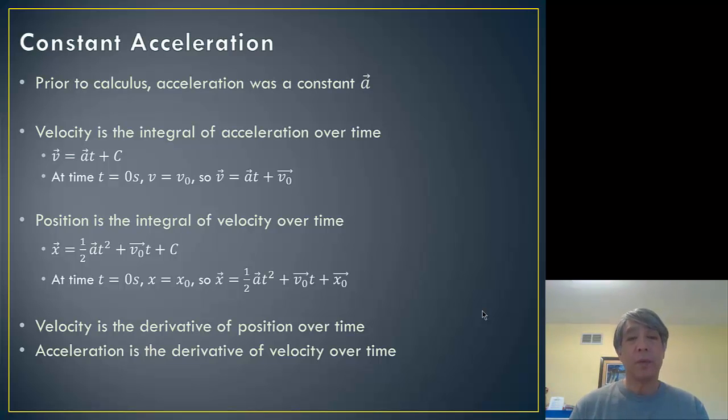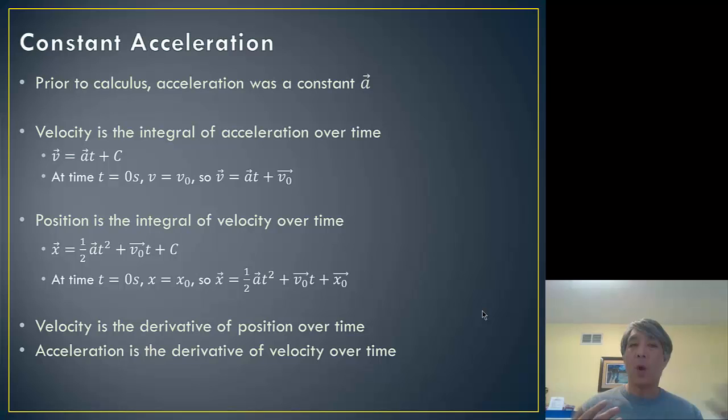Integrating again gives me position, because position is the integral of velocity over time, or the second integral of acceleration. Integrating at plus v sub 0 gives me a new formula: x equals 1/2 at squared plus v sub 0 t plus another constant c. Solving for that initial condition, I end up with our position equation, 1/2 at squared plus v sub 0 t.